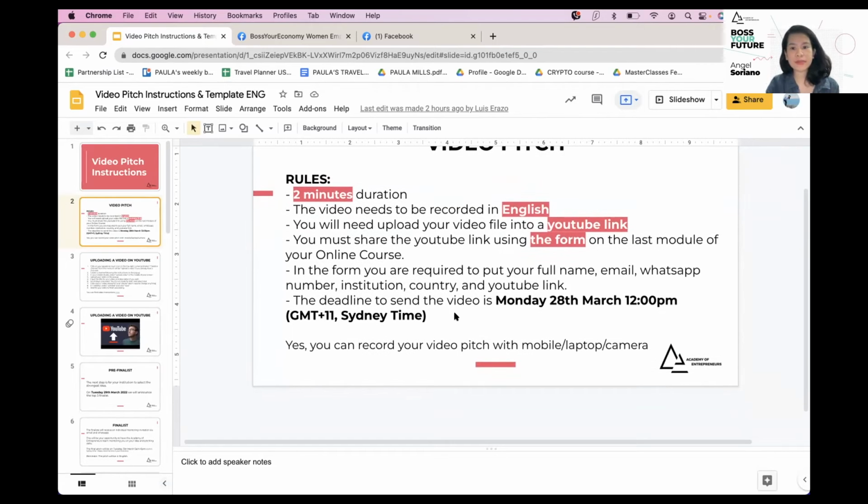The deadline of submission will be on Monday, the 28th of March, 12 p.m. Sydney time. So you can record your pitch using a mobile, a laptop, or a camera, as long as it would be better if it's in a landscape mode, because when you upload on YouTube, there won't be black marks at the side.